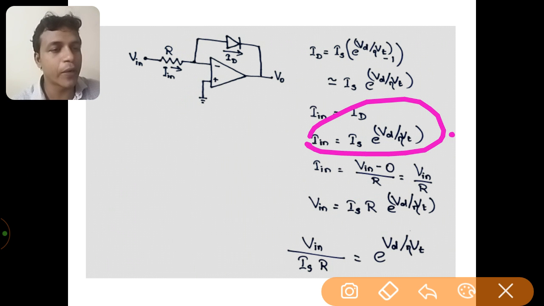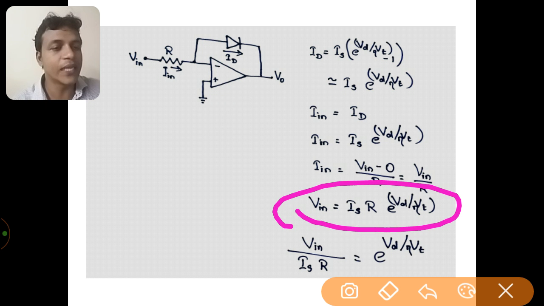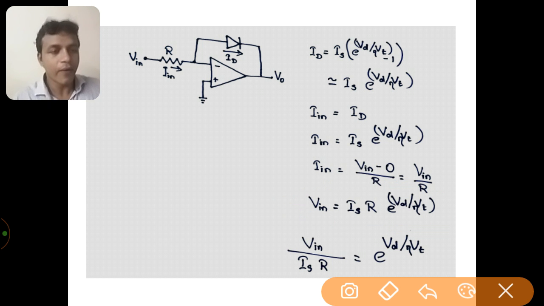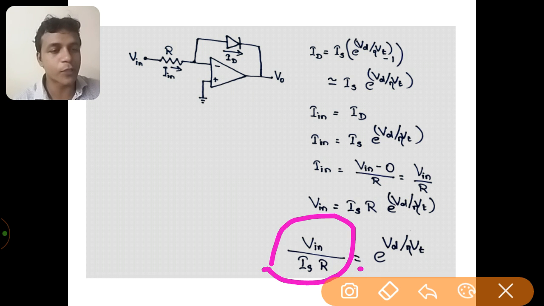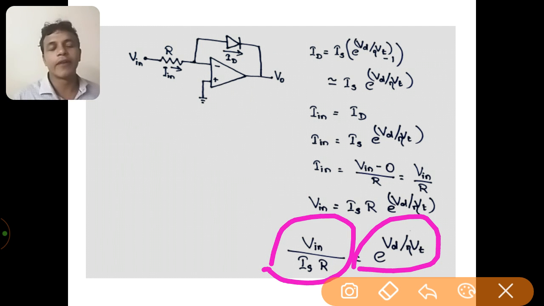Now we are going to equate it to V in divided by R. So from this we can write V in divided by R equal to Is into exponent of Vd divided by eta into Vt. So V in equals Is into R into exponent of Vd divided by eta into Vt. Again we are taking Is and R to the left hand side. When we take it to the left hand side, it comes in the denominator and we get V in divided by Is into R equal to exponent of Vd divided by eta into Vt.